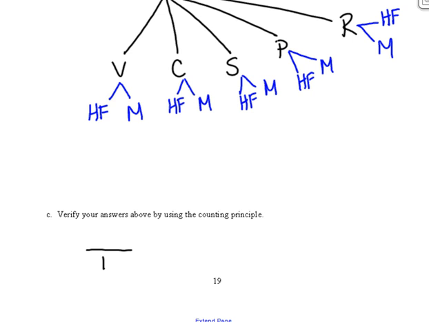So we have our ice cream flavor and we have our topping. There were 5 ice cream flavors. There were 2 topping flavors. So when you multiply those numbers together, you get 10 total sundaes that you can make.